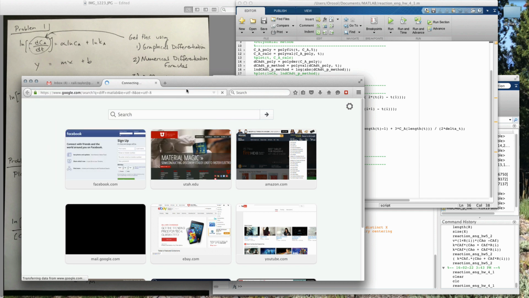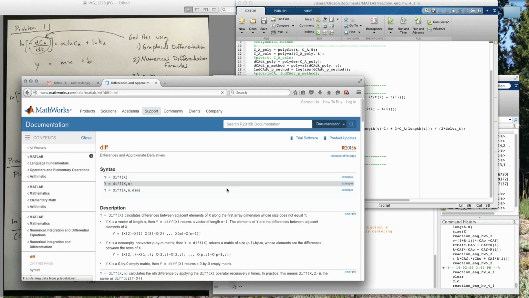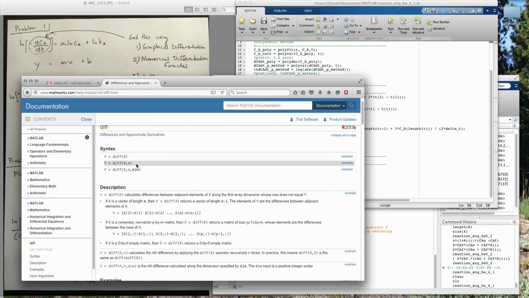MATLAB. There are actually a lot of really good resources online for MATLAB if you're trying to learn how to use this. So this is what the diff command does.